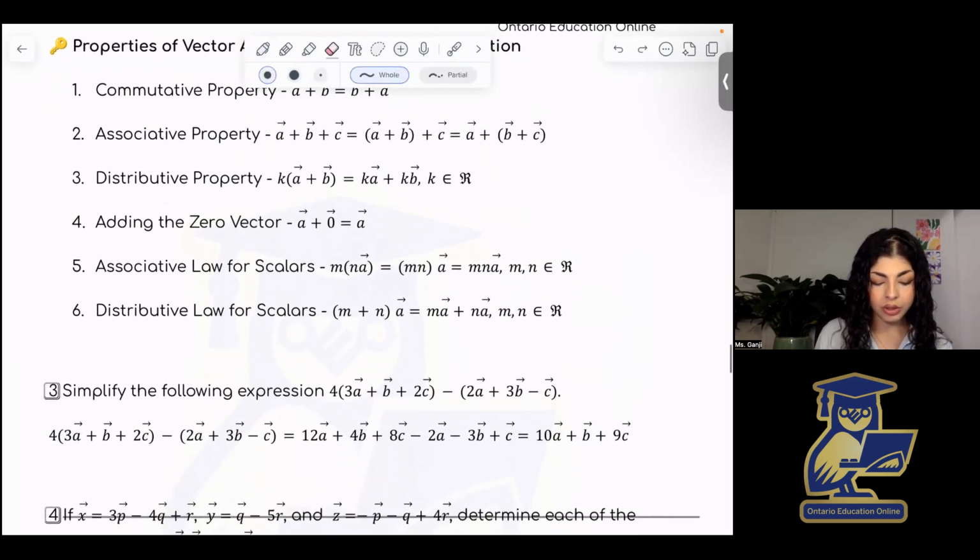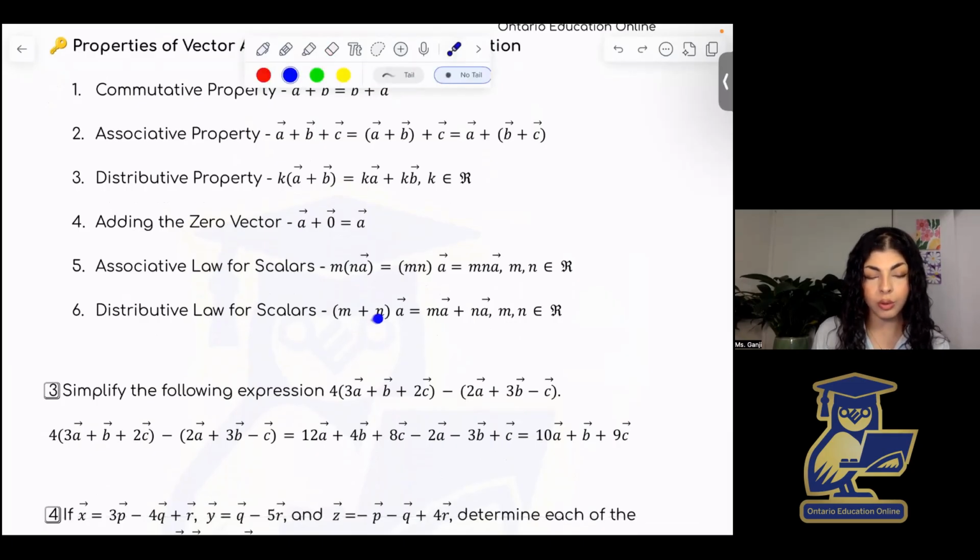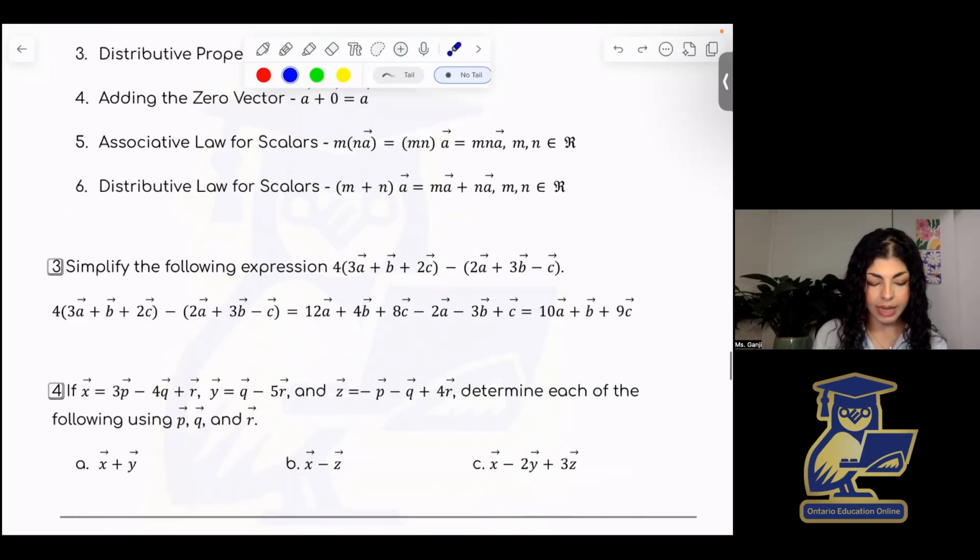We also have the distributive law for scalars. So if you have those two scalars added together, m plus n, in this case, times the vector a, then you can actually have the scalar m times a plus n times a, and this will be the same. So we're going to see a few examples now.